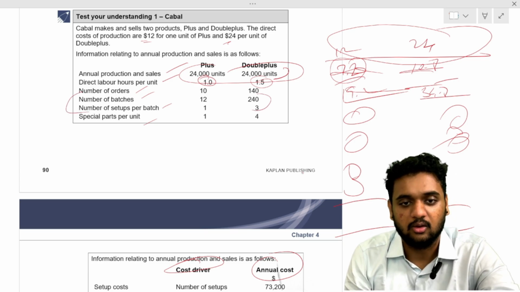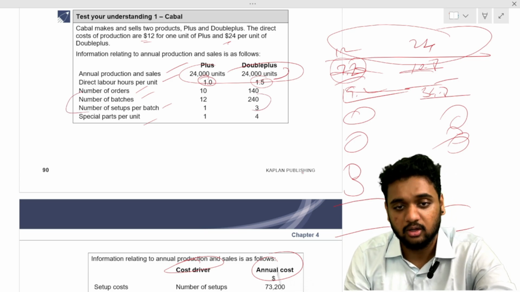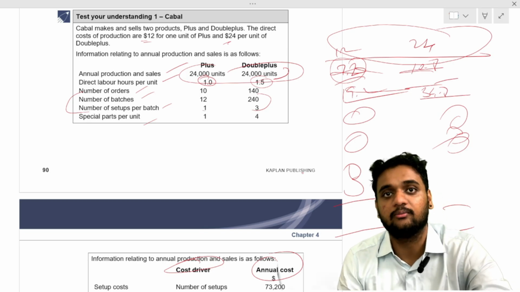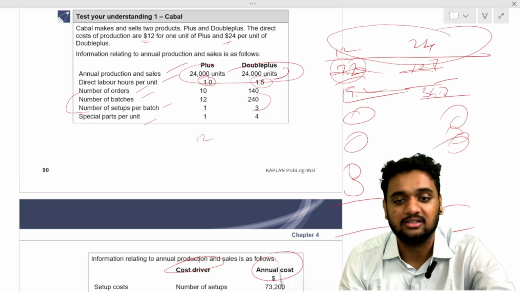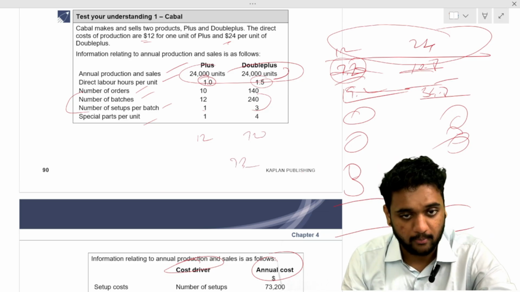What have they given? Why do you have to doubt your answer? Look, the number of setups per batch is 1. Total batches is 12. 1 into 12 is 12. For the other product, the number of setups per batch is 3. Total number of batches is 240. 240 into 3 is 720. 720 plus 12 is 732.